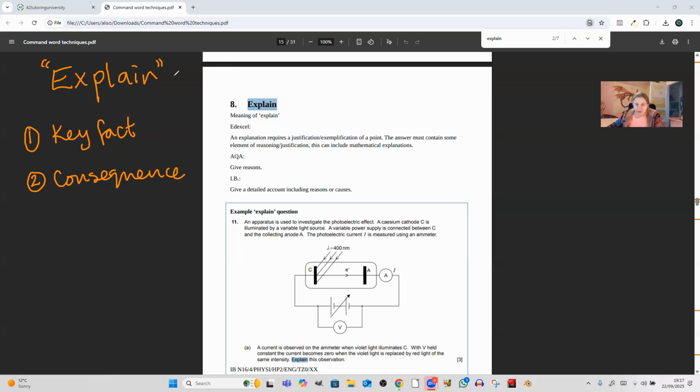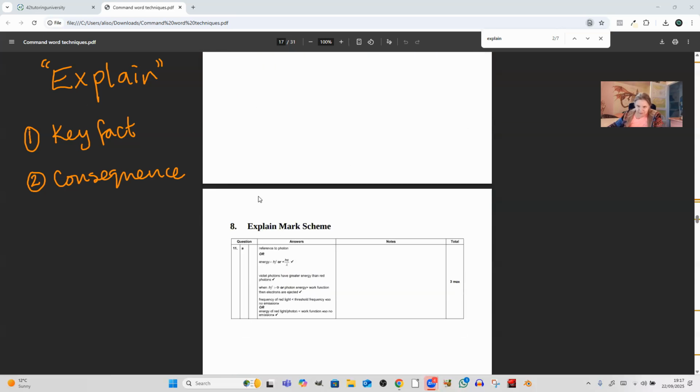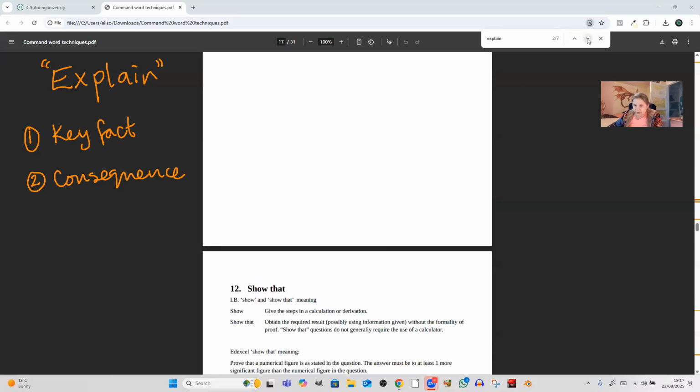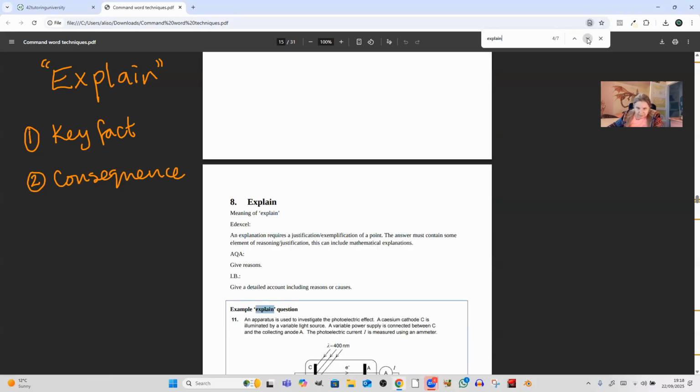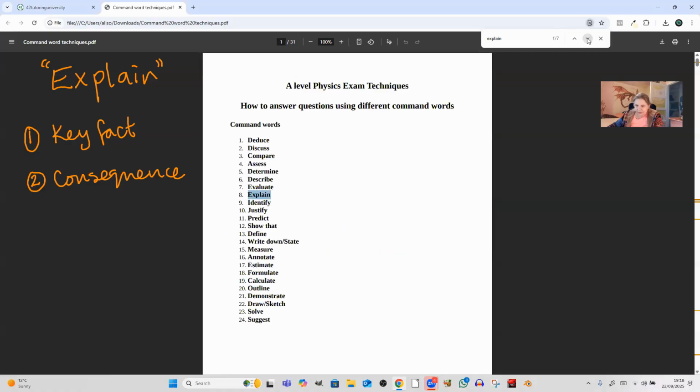Right, now, the example that I've got here is about the photoelectric effect, and I doubt very much whether any of you in year 12 have done the photoelectric effect. So what I'm going to do, there are 7 explains here. We're back to the beginning. So I'm not going to use this for my explain answer.